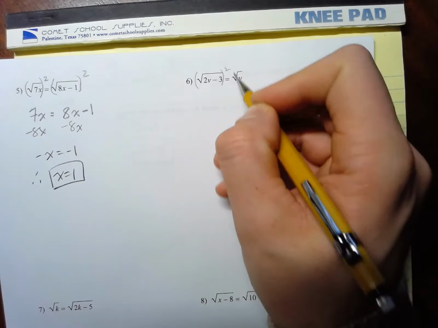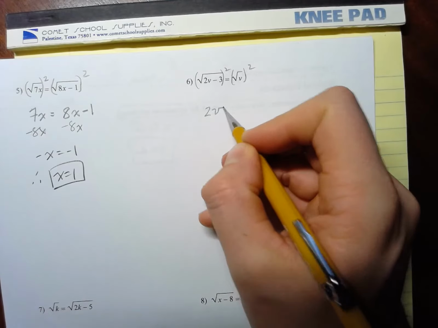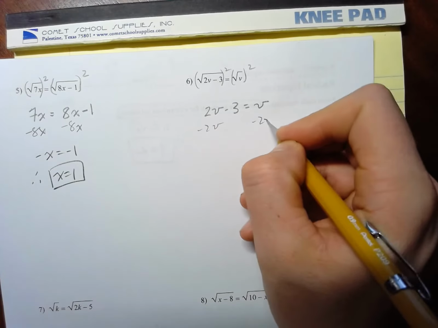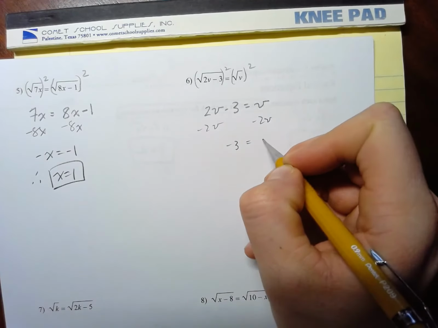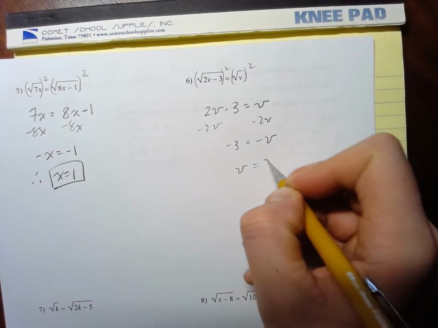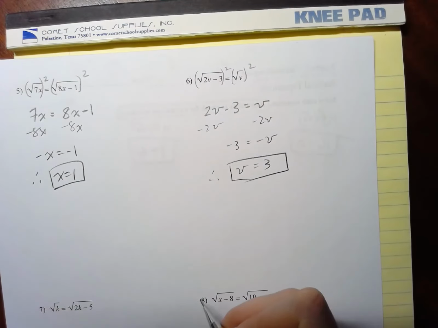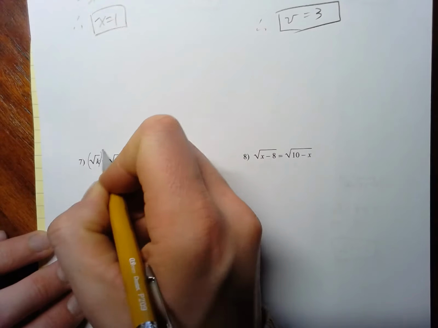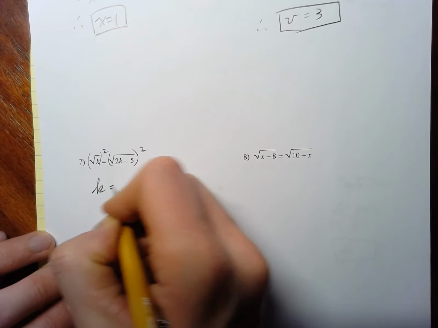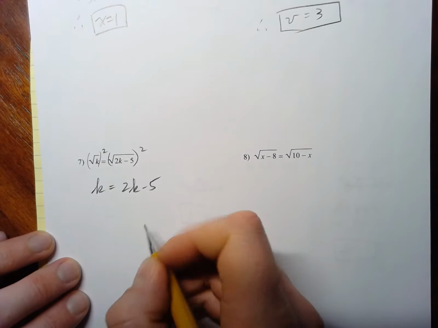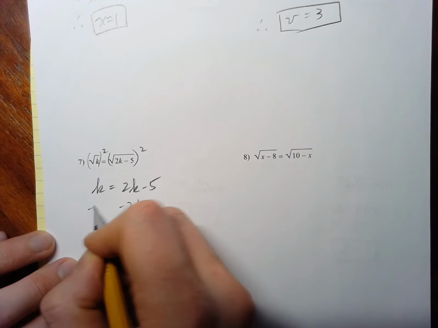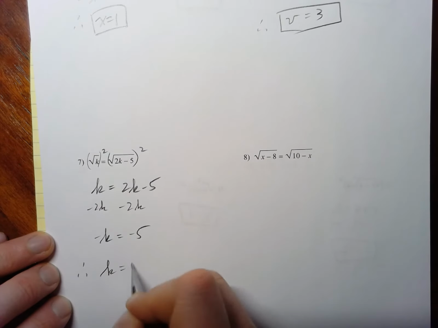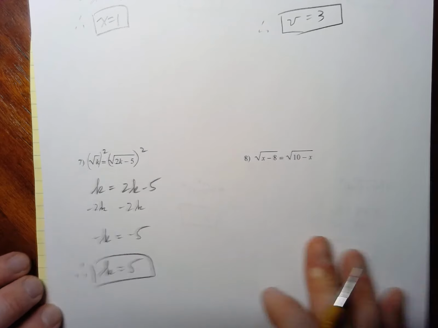Same thing here, square and square. 2v minus 3 equals v, minus the 2v, and we get negative 3 equals negative v, so v equals 3. Okay, down here, again squaring and squaring, k equals 2k minus 5. So subtracting the 2k, we get minus k equals minus 5, so k equals plus 5.